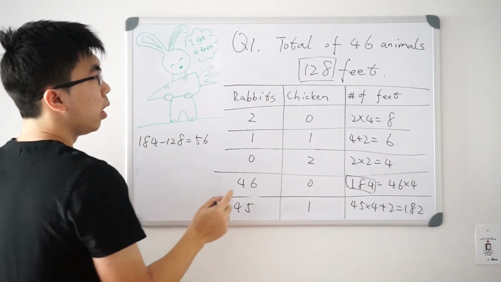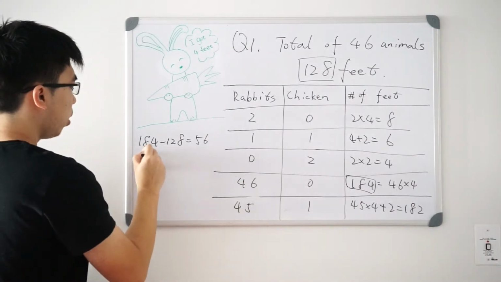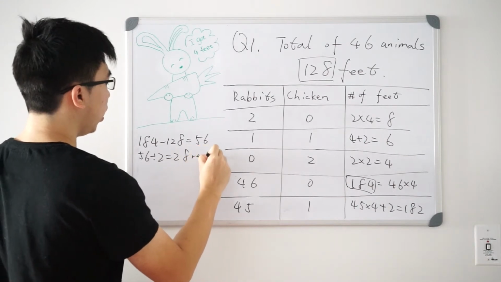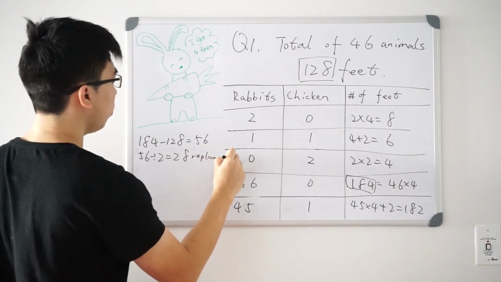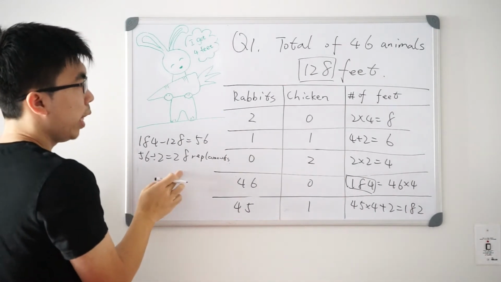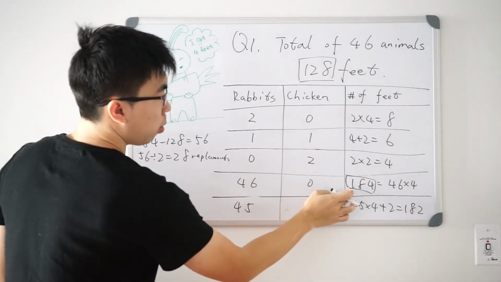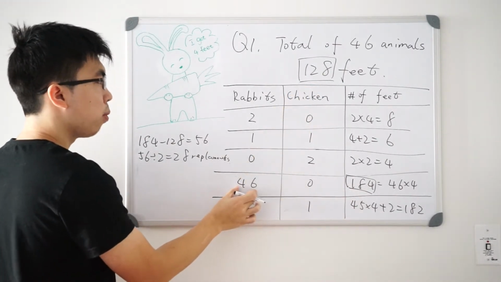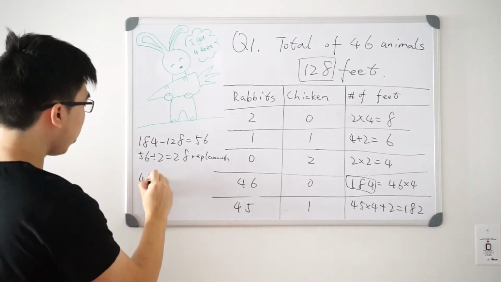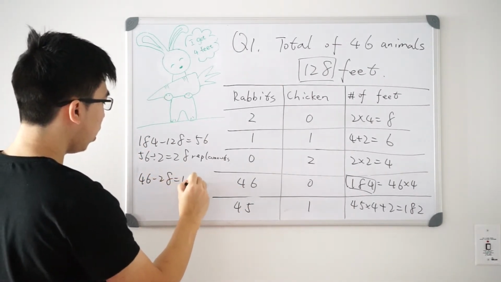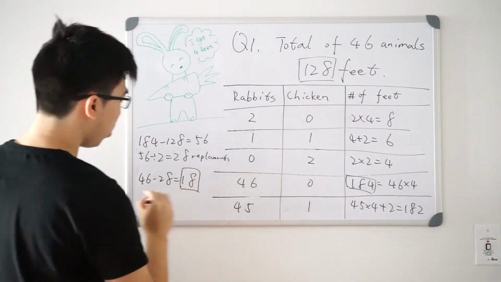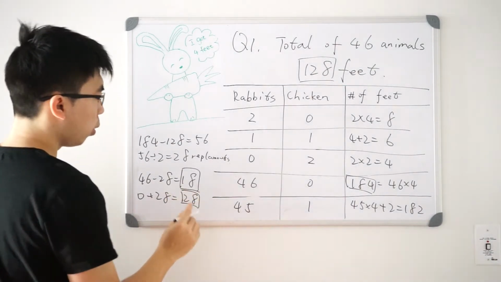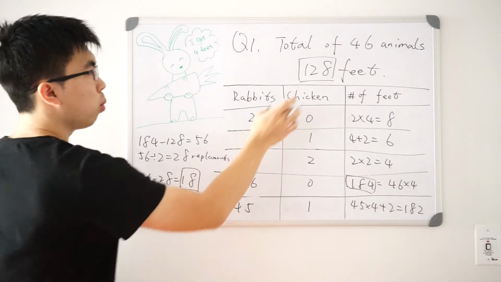And for each replacement, this number goes down by 2. So 56 divided by 2. That's 28 replacements. So by replacing 28 rabbits with chicken, this number goes down by 56 to 128. So we start with 46 rabbits and replace 28 with chicken. 46 minus 28, that's 18 rabbits. And 0 plus 28, that's 28 chicken. So 18 rabbits and 28 chicken would give us 128 feet.